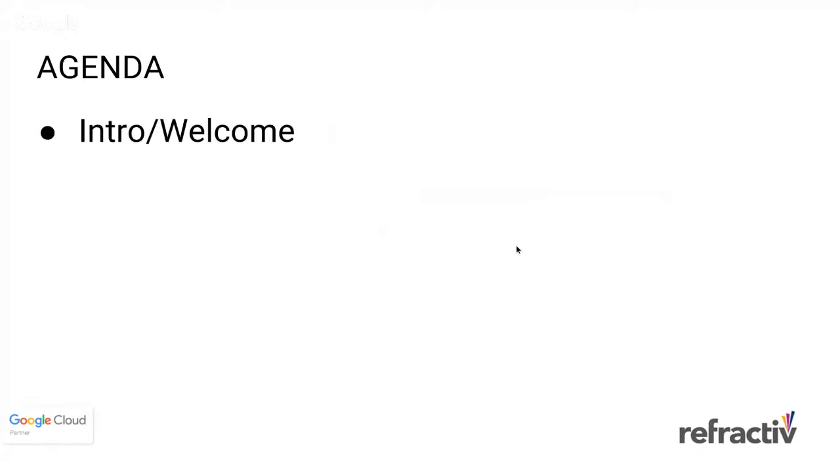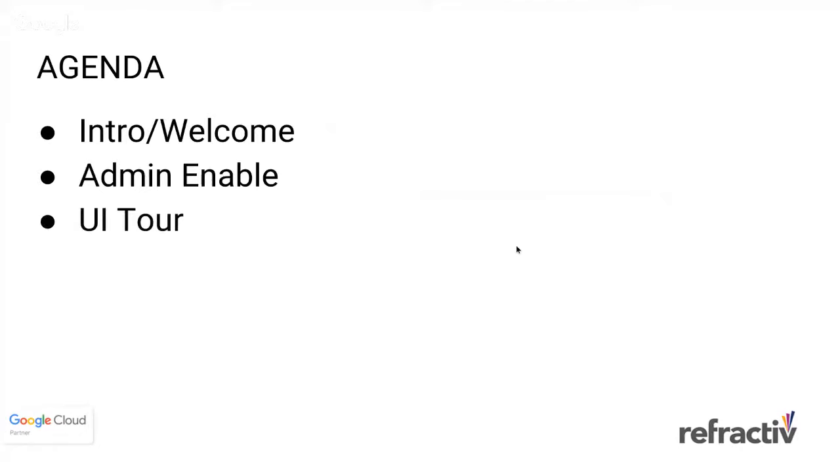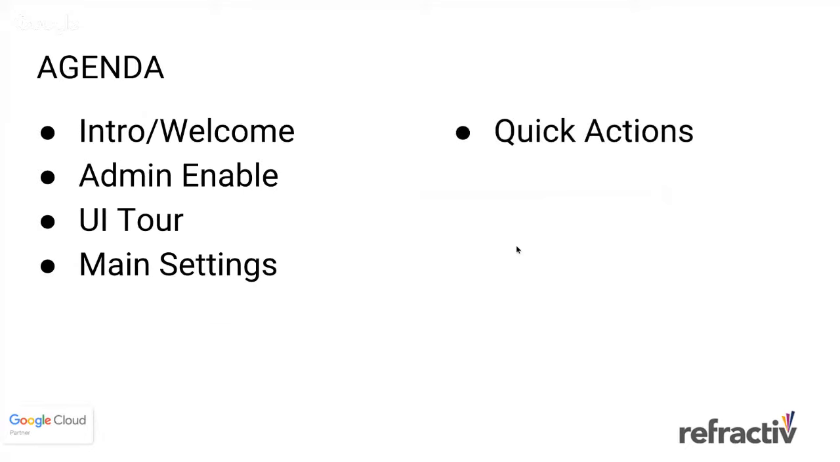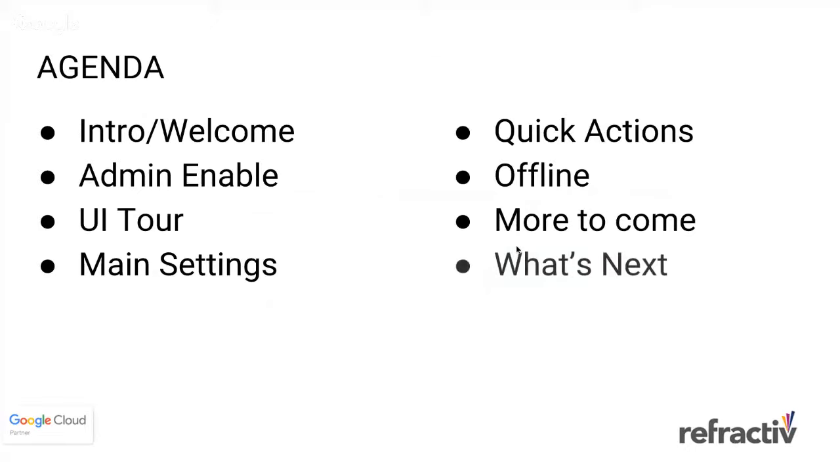So introduction and welcome. I think we're doing that now. Then we're going to talk about how to enable these tools in the panel and per user. A little user interface tour to show you how it looks. And then we'll have a little look at some of the main big settings and the changes there. Then we'll look at what are known as quick actions, some of the improvements and things that hopefully you'll like. We'll look at the new offline access. There's more things to come that we've promised that should be arriving shortly. And then we'll talk about what's next really for you and for your users and colleagues.